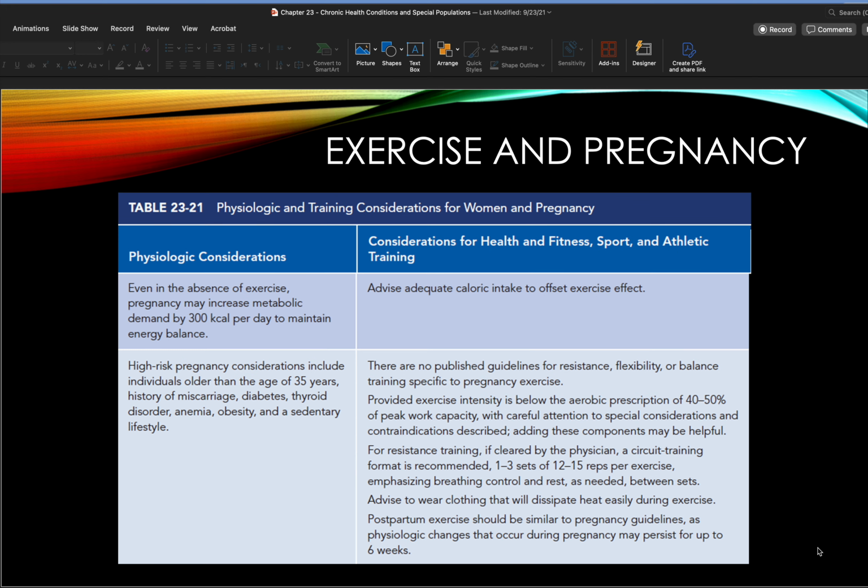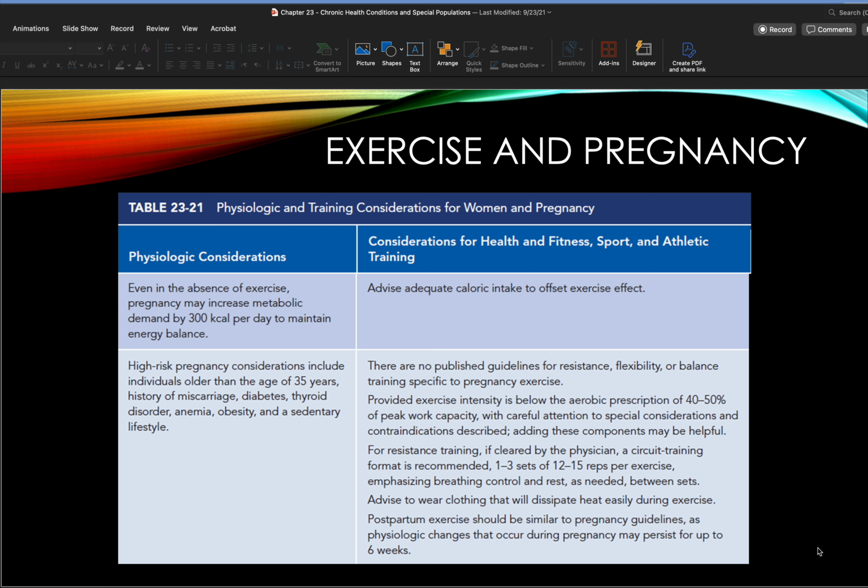There's going to be a change in calorie output, so therefore you're going to have to pay attention to, are they eating enough? And you might want to talk to them about that. Although we can't get too much into the nutrition component, we can still ask questions. And then there's that aspect of high risk pregnancy for those older than 35, anybody who's had any history of miscarriages, diabetes, thyroid disorders, anemia, obesity, and any other sedentary lifestyles. We have to be aware of that because high-risk pregnancies can cause problems for those who are exercising.